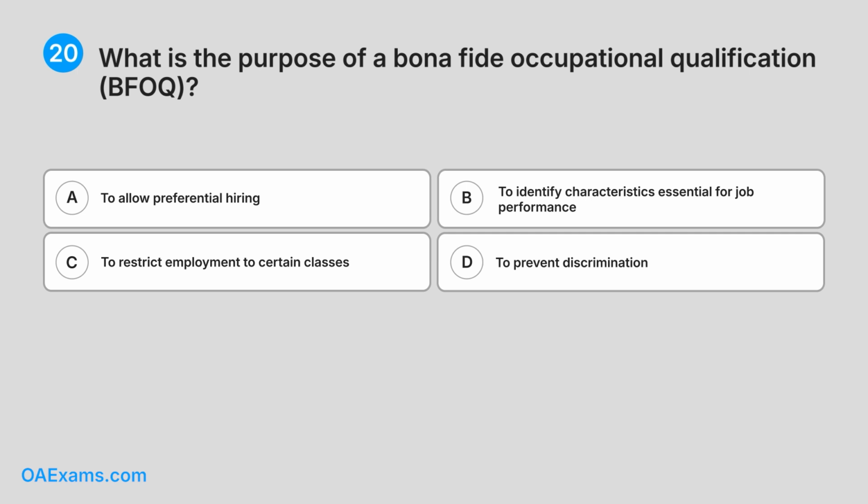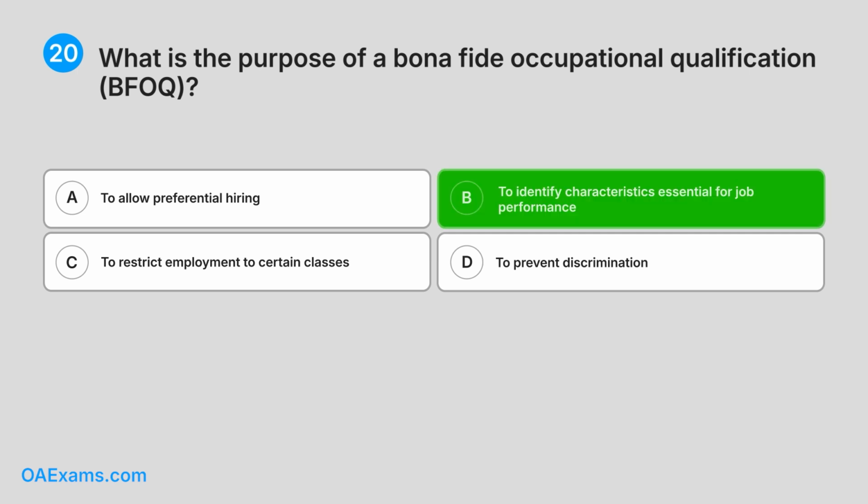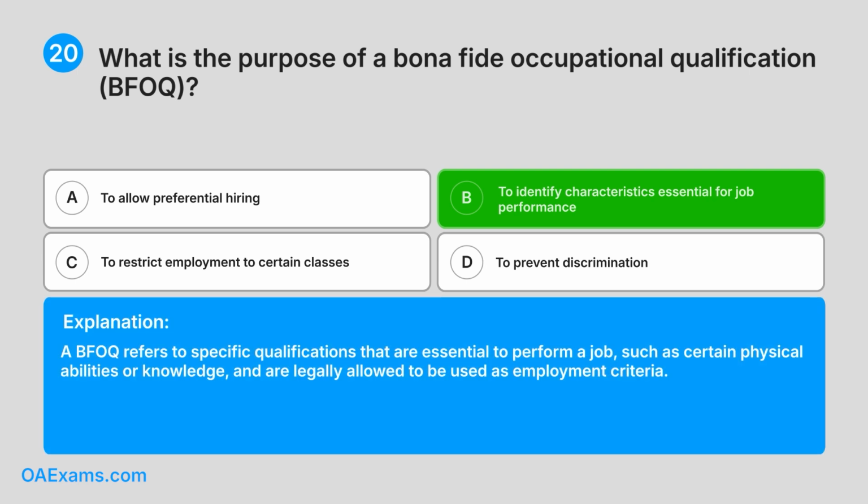Correct answer. B. To identify characteristics essential for job performance. Explanation. A BFOQ refers to specific qualifications that are essential to perform a job, such as certain physical abilities or knowledge, and are legally allowed to be used as employment criteria.